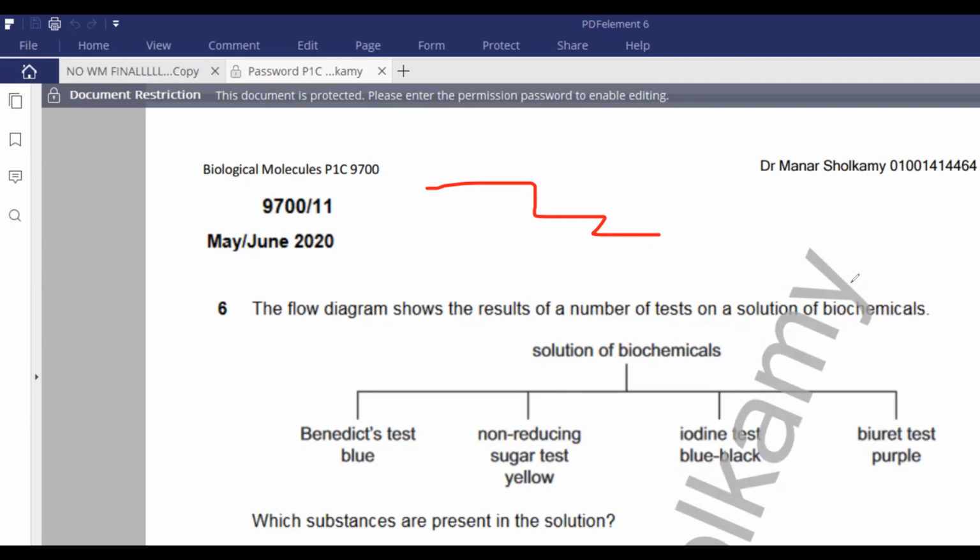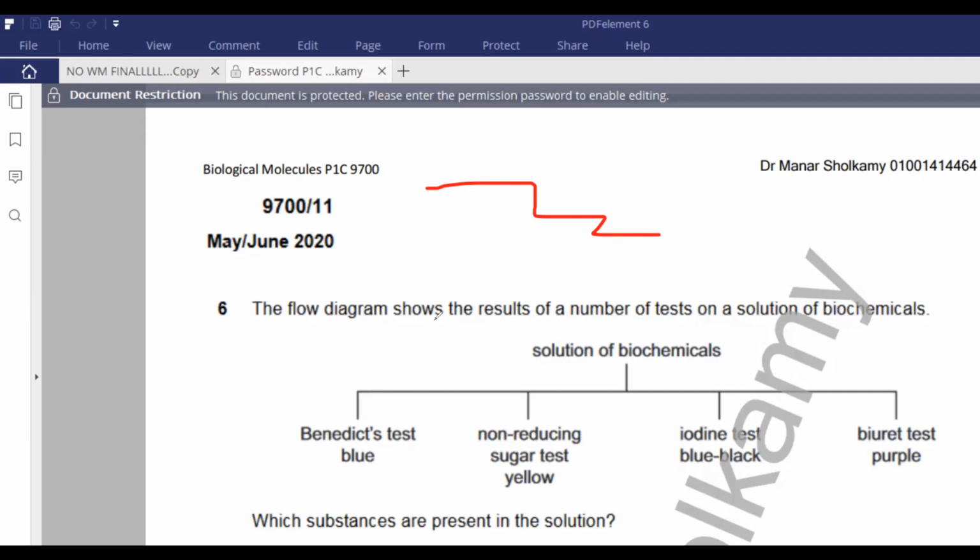Let's look at number 6 here in the June 2020 exam. Now, you may have noticed that biological molecules is a lesson that most commonly appears in paper 1, more than it does in paper 2, and in every exam, you have at least 5 to 6 questions on biological molecules. Okay, so let's read together.